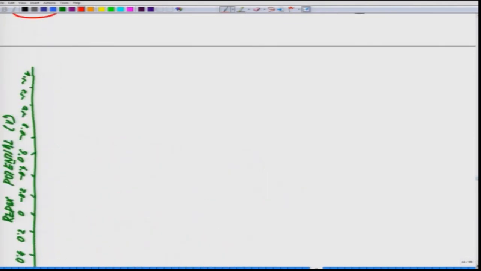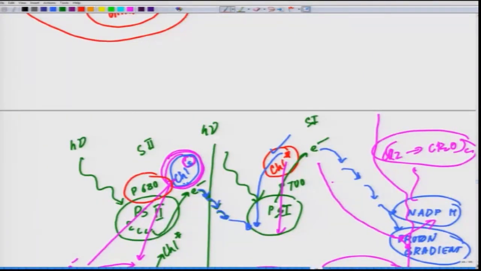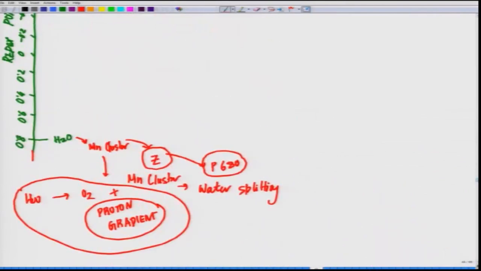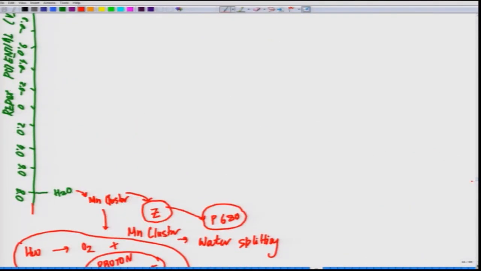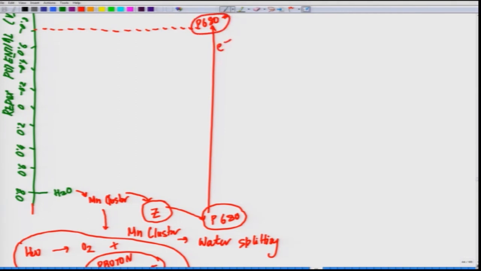So, I told you that there are two reaction centers in photosynthesis. This is P680, which is photosystem 2, and P700, which is photosystem 1. P680 is that first center from where an electron is being ejected out, whose redox potential is very interestingly placed somewhere. Look at this picture, this is very interesting. It is almost hitting out here. This is where the P680 chlorophyll molecule's electron is being ejected out. So, this is where the electron is being raised.